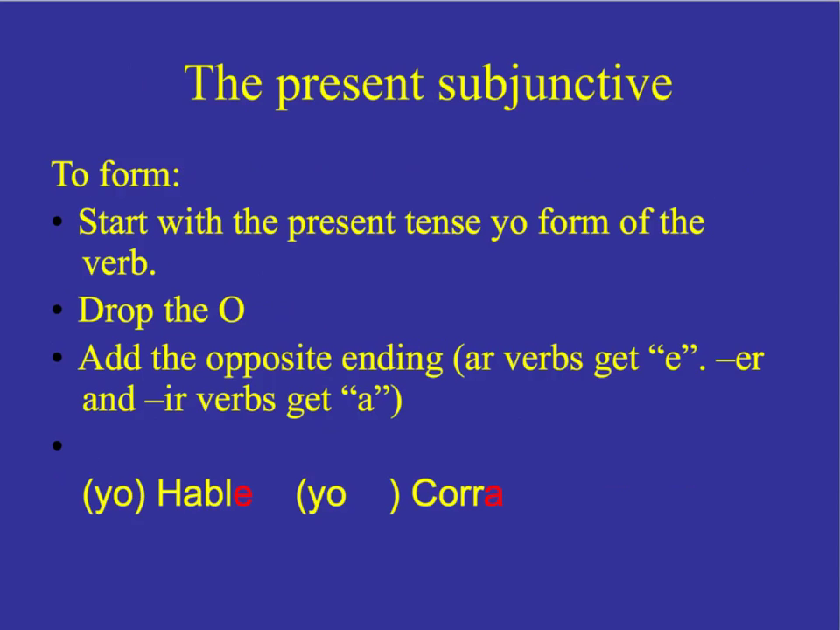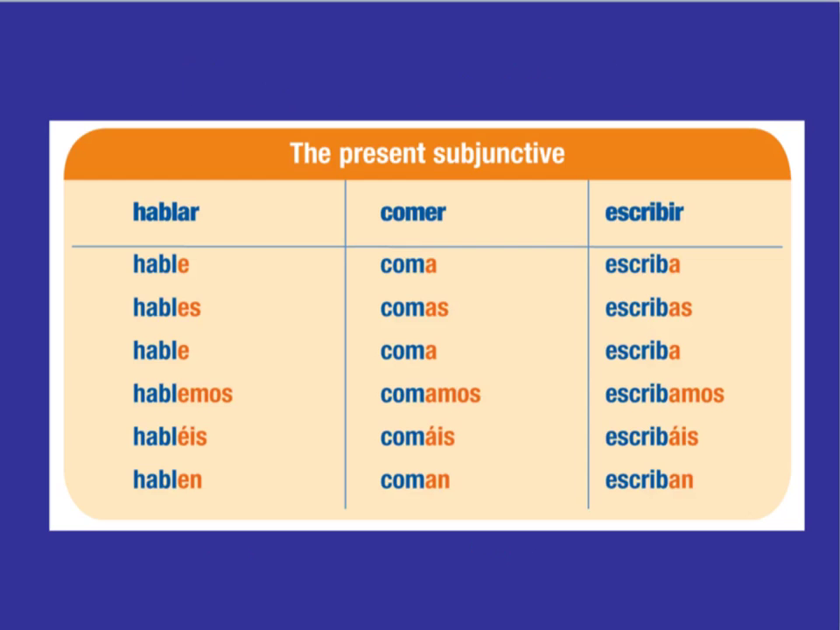The way that we form the present subjunctive is that we're going to start with the present tense yo form of the verb. We drop the O, and then we add the opposite ending. So AR verbs get E's, ER and IR verbs get A's. For example, in the yo form, hablo becomes hable, even though hablar is an AR verb, and correr gets an A, even though it's an ER verb. So we're adding opposite endings to the verbs.